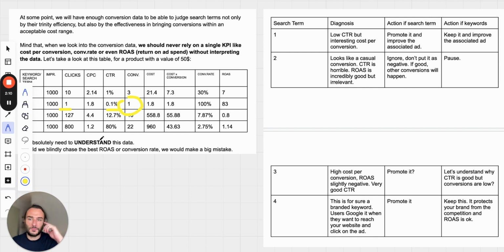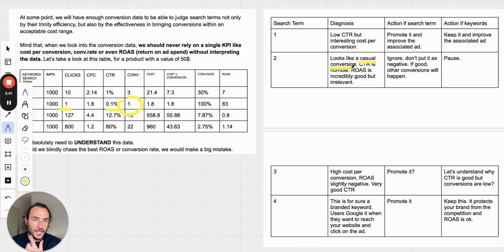This search term might be a sort of casual conversion, right? So I won't do anything here. If it's a keyword with 1,000 impressions and just one click, I might think of pausing it, because it's basically bringing no traffic, and that conversion could be something random. Of course, I can wait a little bit before taking action, but you see my point.